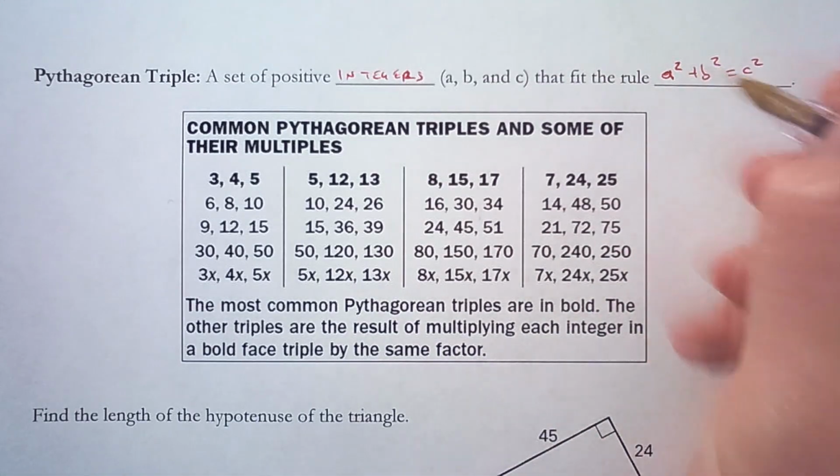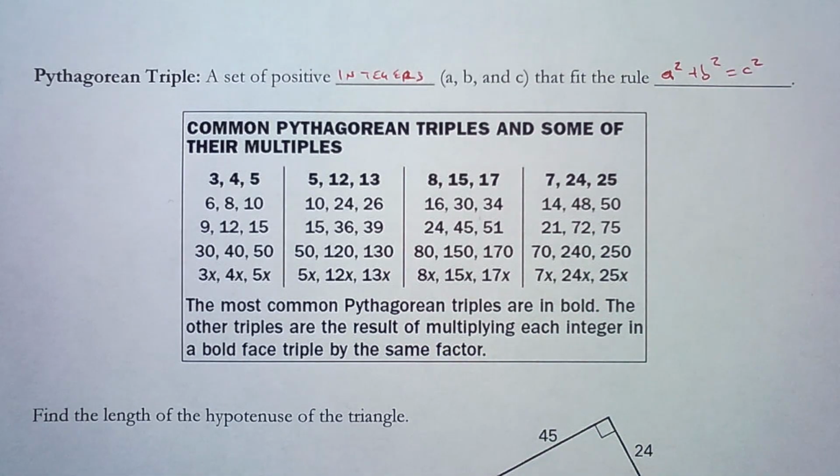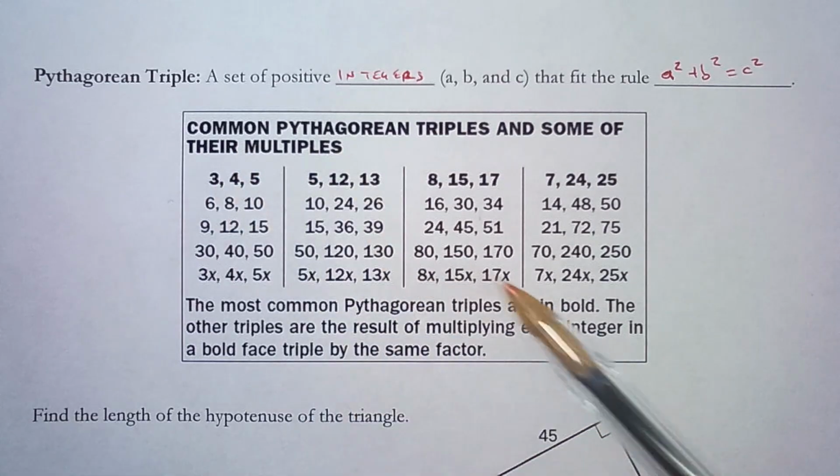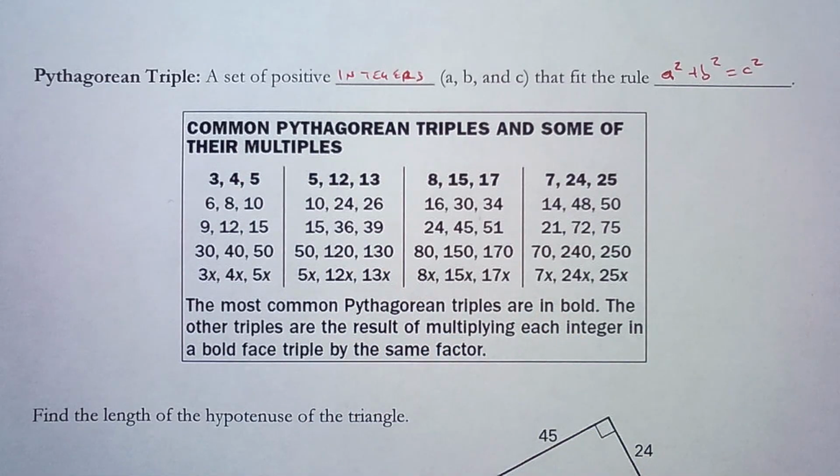Now when I say integers, it's important to remember that integers are numbers with no decimals, no fractions. So we're talking about positive numbers, natural numbers, numbers we count with. Okay, so no decimals, no fractions, just positive integers.